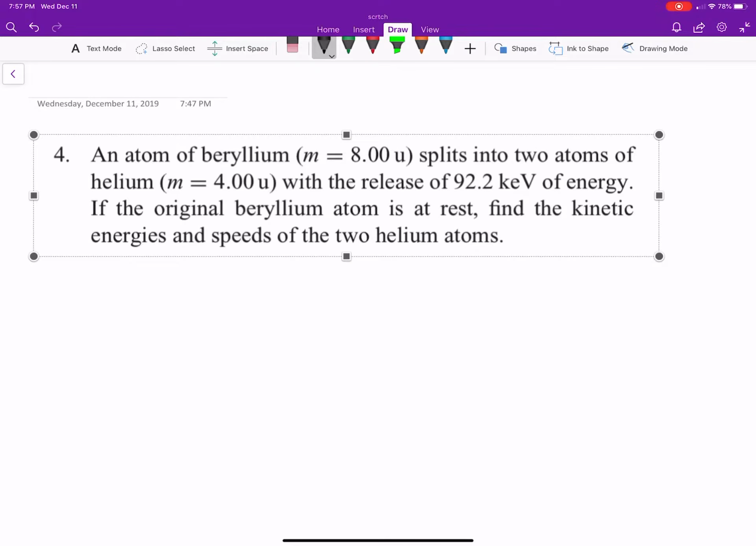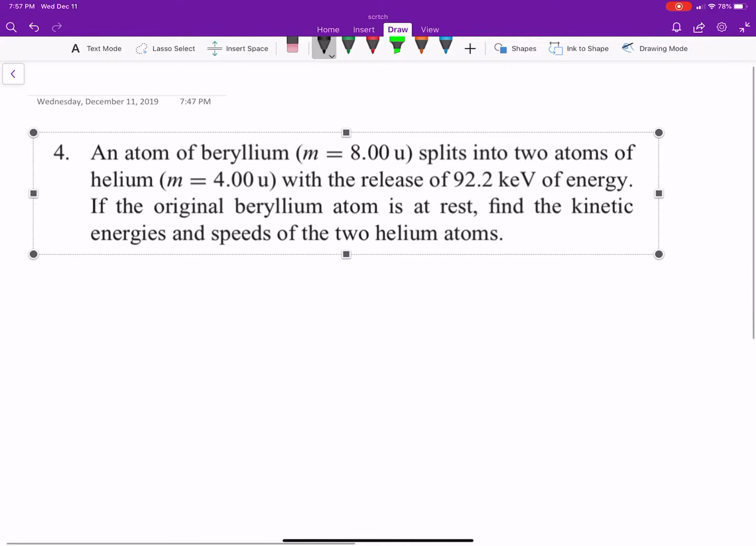Okay, so we have this next problem in our modern physics section, and it's dealing with an atom being split into two helium atoms, releasing an amount of energy, and then us finding the kinetic energies and the speed of the two atoms that were produced after the split.